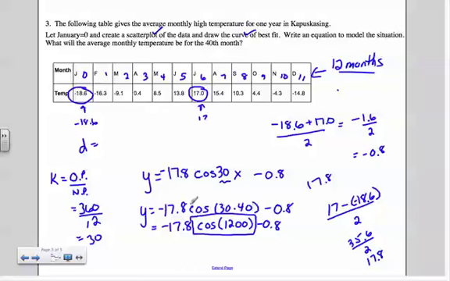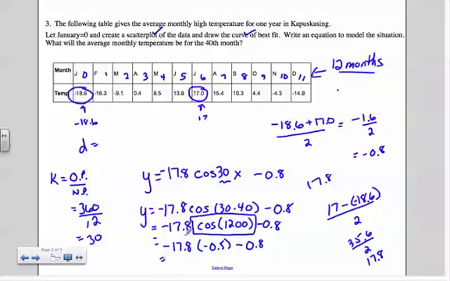In the last example, when we did this, the cos of 180 was a nice number. It was 1. Now I have to get it to see what it would be for 1200. So I'm going to say the cos of 1200 is negative 0.5. So I have negative 17.8 times negative 0.5 minus 0.8, because my calculator told me when I typed in, and depending on your calculator, some calculators you go cos of 1200, other calculators you do 1200 cos, but your calculator should give you negative 0.5.